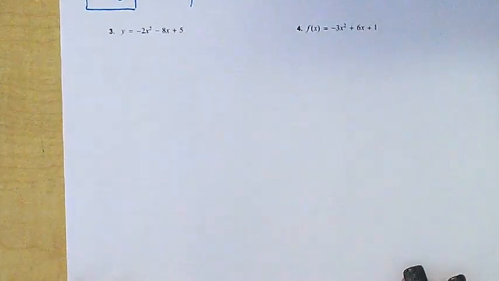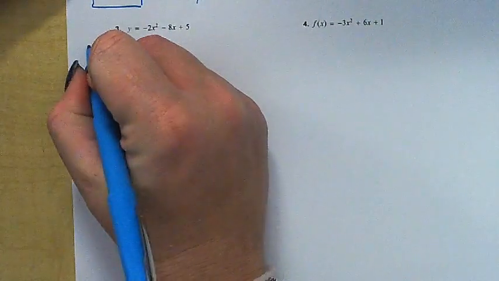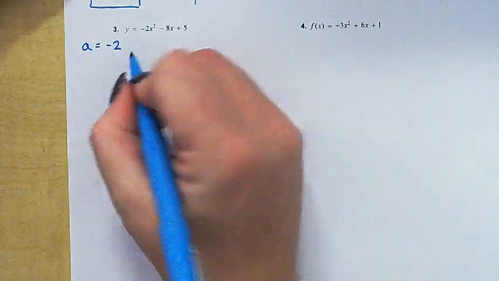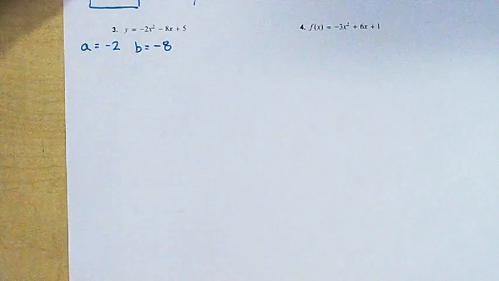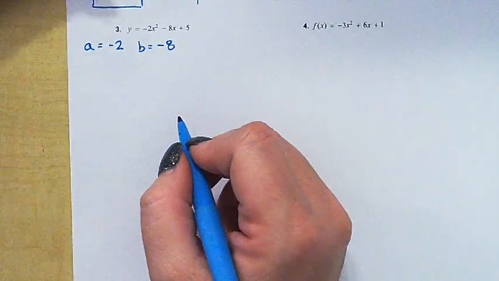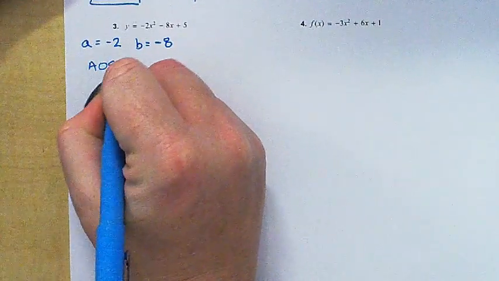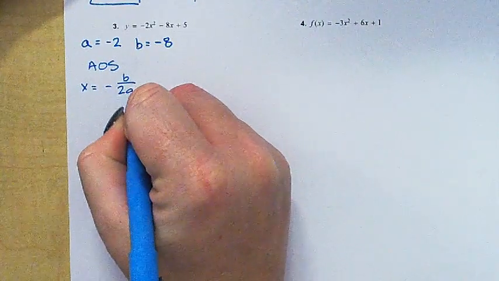I'm going to move on to number 3, and I'm going to do the same thing. I'm going to label A equals negative 2, B equals negative 8, and we're not going to worry about C. We can label C. We don't need it right now, but we're just going to not worry about it right now. So our axis of symmetry is x equals negative b over 2a.